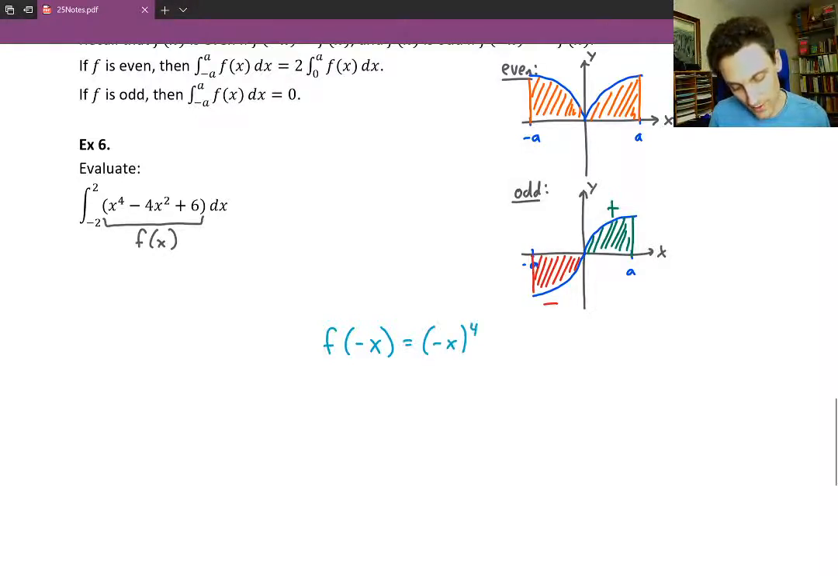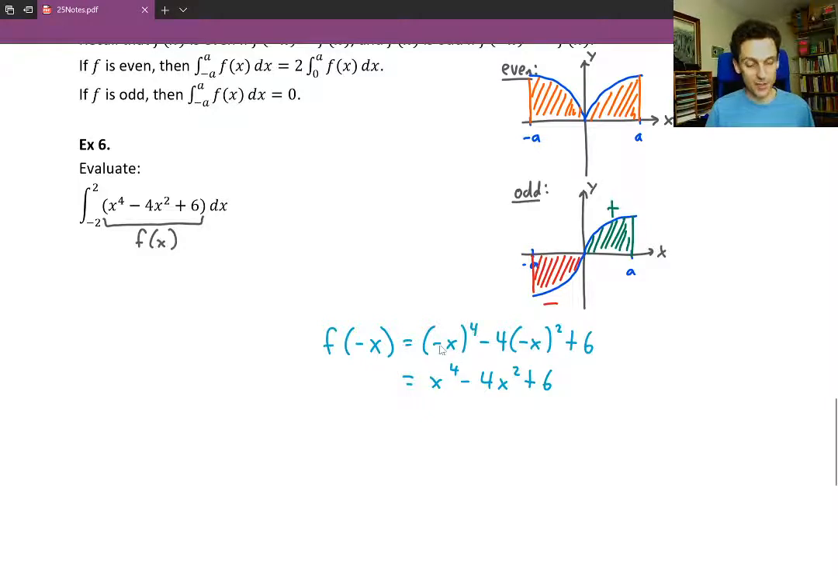Here we're going to replace all the x's with negative x's. And those even powers are going to eat the negative in front of the x. So you'll just get x to the fourth minus 4x squared plus 6. Negative 1 to the fourth is 1, and that'll make the coefficient disappear. Negative 1 squared is 1, and so that 1 times the negative 4 will give you negative 4 in front still. So basically you get back the original function. So f is even.